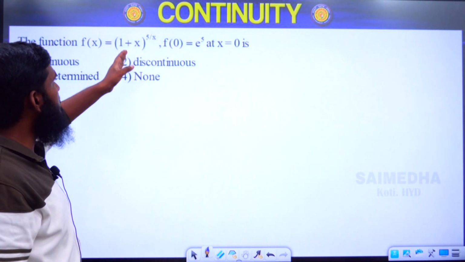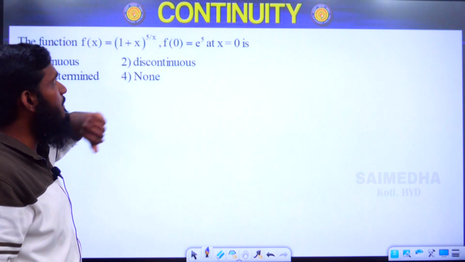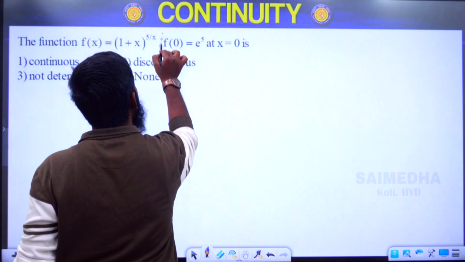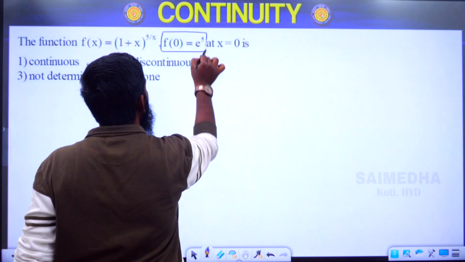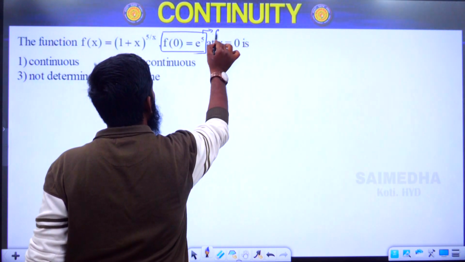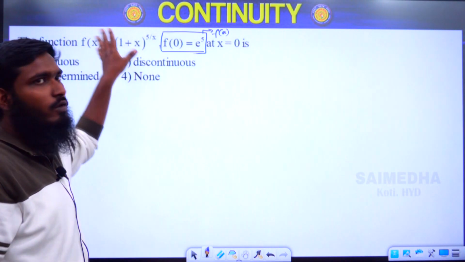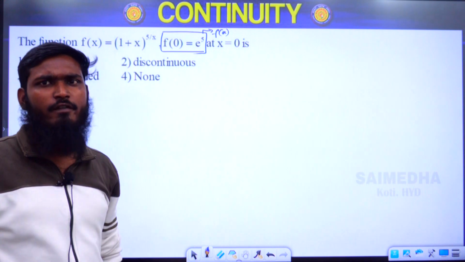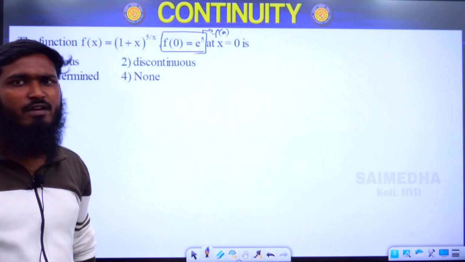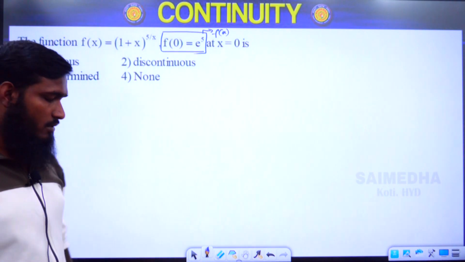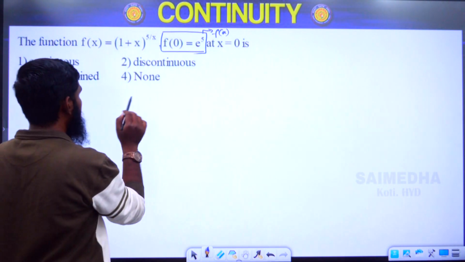The function f of x is equals to (1 plus x) whole power 5 by x. Then f of 0 is equals to e power 5. Now what is given in this part? f of 0 is equals to e power 5. This is the function value, f of a value. Now in this part also it does not look like any conditions. We are not having a modulus function, step function or signum function. So we have to go for somewhat simplification, or else we have to use standard limits.